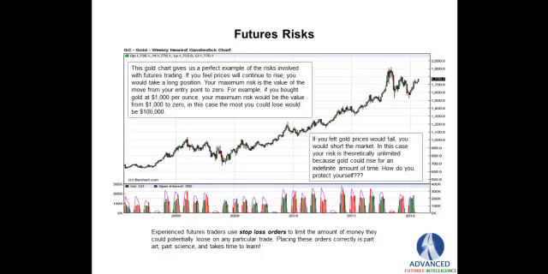Experienced futures traders use what's called stop loss orders, and what this does is it allows them to limit the amount of money they could potentially lose on any particular trade. Now, placing these orders correctly is part art, part science, and it does take time to learn because with futures trading, there's an old saying: you cut your losses short and you let your winners run. So you always want to keep your losses as small as possible, and you want to squeeze as much as you can out of your profits.